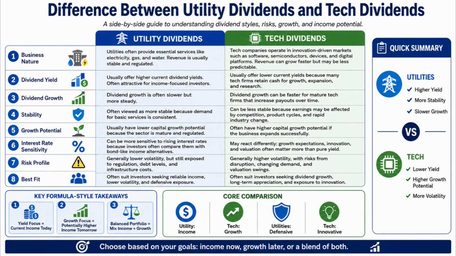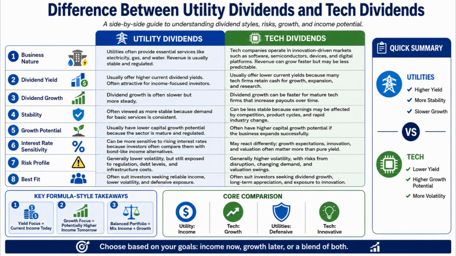Nevertheless, investors do not always need to choose only one sector. A balanced dividend portfolio may include both utilities and technology companies. Utilities can contribute current income and defensive stability, while technology companies can contribute growth and rising future dividends. The key takeaway is that yield-focused investing aims to maximize current income today. Growth-focused investing aims to build potentially higher income tomorrow. A balanced portfolio combines both approaches so that investors can receive income while also participating in long-term growth.